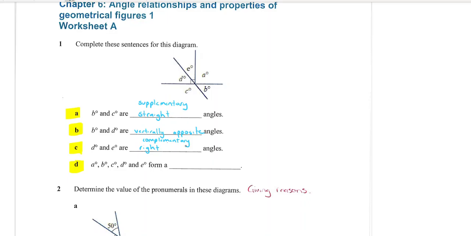A, B, C, D, and E form a, so that's all of the angles going all the way around. They form a revolution. A revolution is not really a reason that we would normally give. If we had that in a question, we'd call it angles at a point, but that doesn't fit the sentence. So we're just going to call it a revolution for that one, okay?